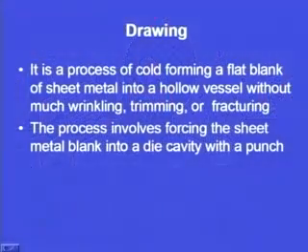So, the process involves forcing the sheet metal blank into a die cavity with a punch. This is also a die-punch type of operation in which there is a die which will be the exact replication of the final shape that we want to make of the sheet metal, and there will be a punch that will force the sheet metal blank inside that die cavity. We have seen these beverage cans for soft drinks. These beverage cans are also made by the process of drawing only.